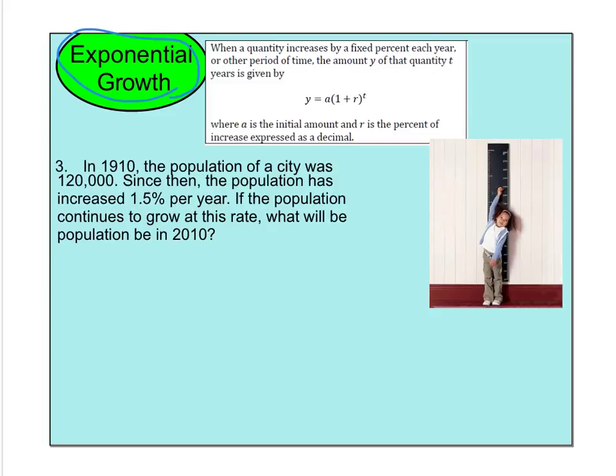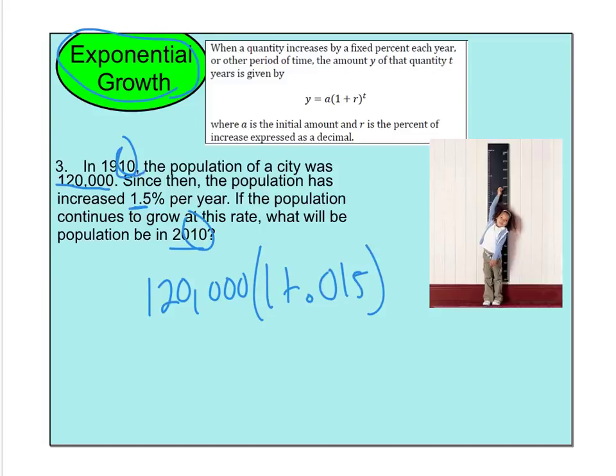So if a population in a city is 120,000, increasing at 1.5% per year from 1910, what's it going to be in 2010? So my initial starting amount will be 120,000. I want to go 1 plus 0.015. And then 1910 to 2010, that's 100 years. So this just becomes a huge order of operations problem. So 1 plus 0.015 raised to the 100th power times 120,000.